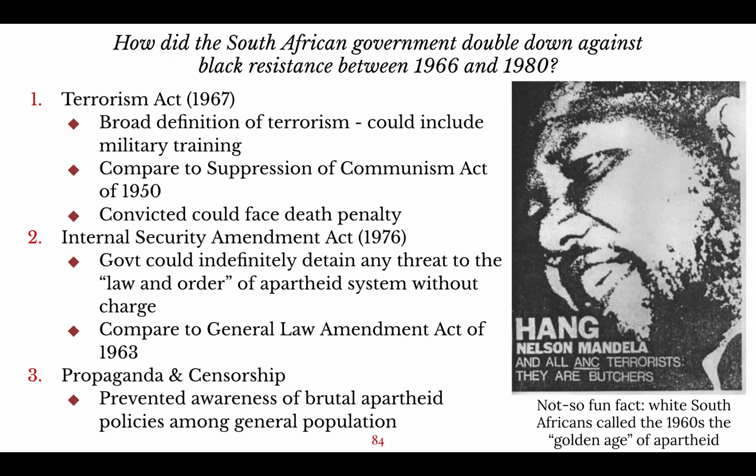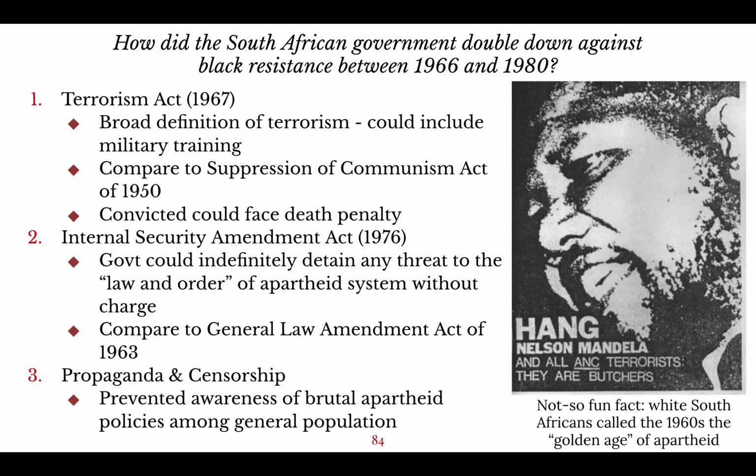Further, the Internal Security Amendment Act was very similar to the General Law Amendment Act. And if you remember that, that made it legal for the South African government to imprison anyone for up to 90 days without any cause. So no warrant, probable cause, anything like that. The Internal Security Amendment Act was similar to that, but this time the government could detain anyone, so put anyone in prison for up to a year with no cause, and that was renewable. So let's say the year was up, that person could just remain in prison. No trial, no attorney, nothing.